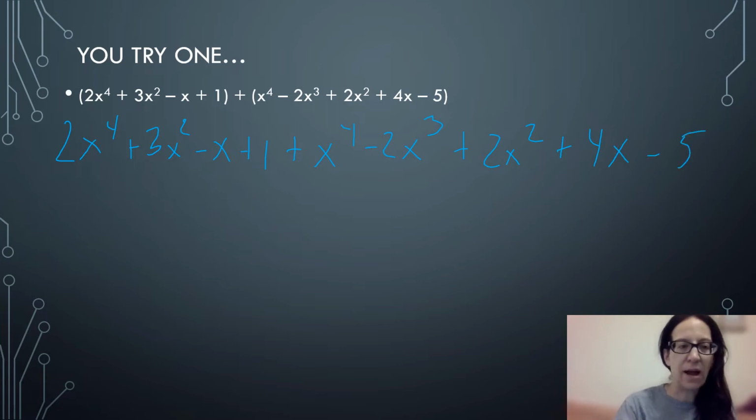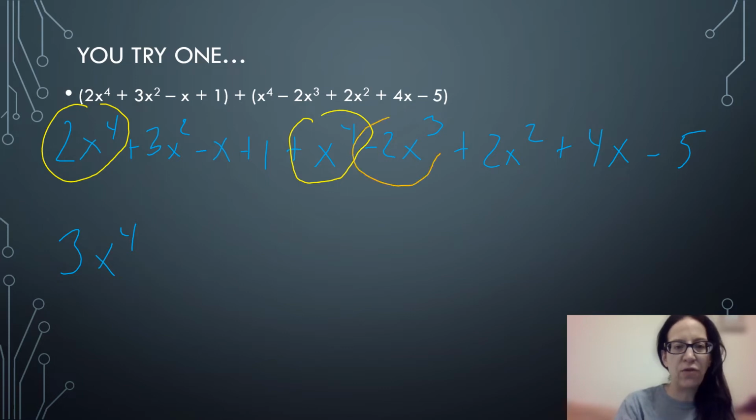Okay, so I have 2x to the fourth plus 1x to the fourth. So that's going to give me 3x to the fourth. I have a negative 2x to the third. That's all by itself. There's nothing to combine with that.